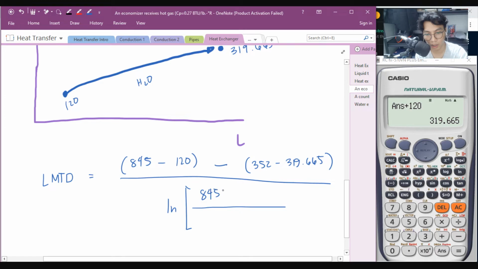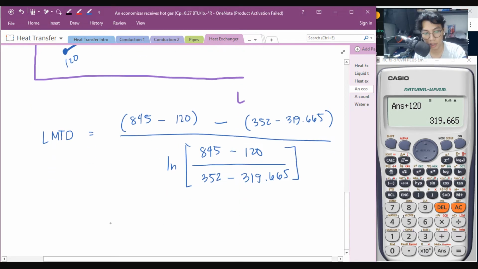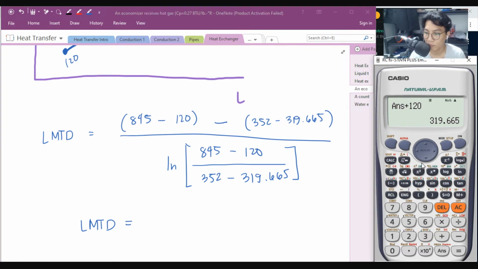845, 120, 352 minus 319.665. Okay. LMTD there is equal to 845 minus 120 minus, dire-diretso ko lang, 352 plus. Sir, bakit naging plus? Negative times negative, magiging positive. 319.665. Okay. So, natural logarithm.